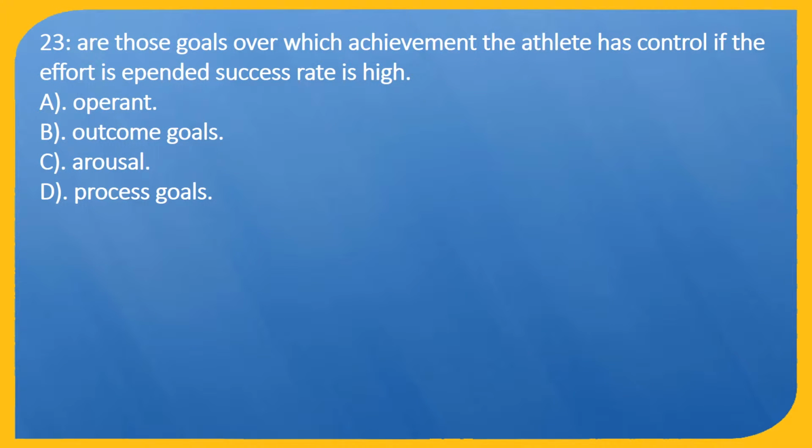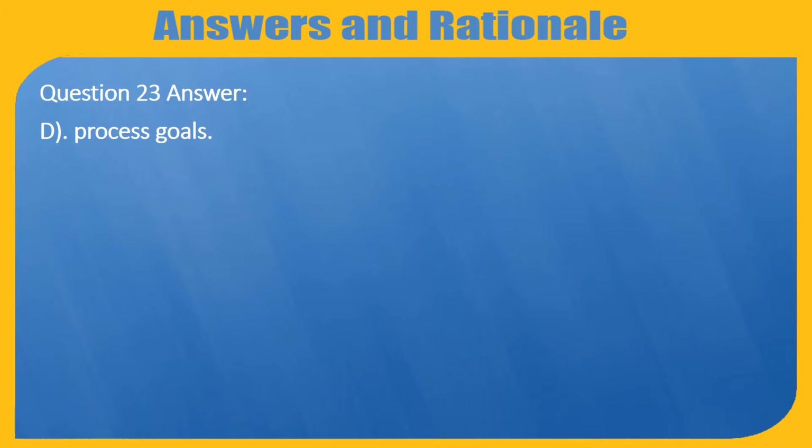Question 23: are those goals over which the athlete has control, and if the effort is applied, the success rate is high? A. Operant. B. Outcome goals. C. Arousal. D. Process goals. Question 23, answer D. Process goals.